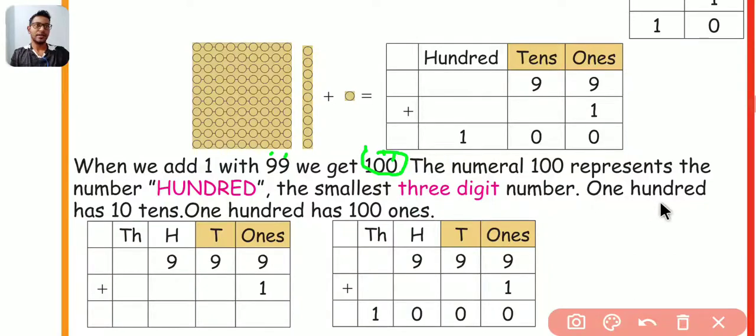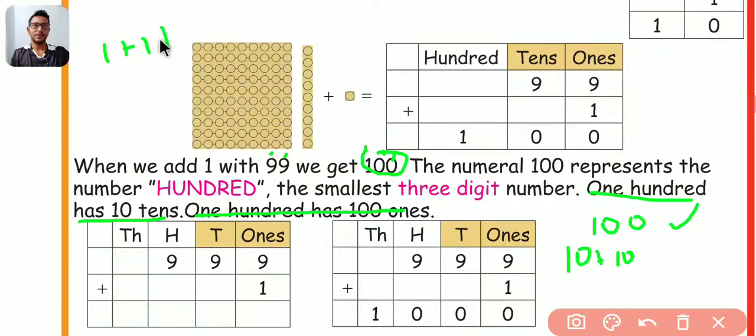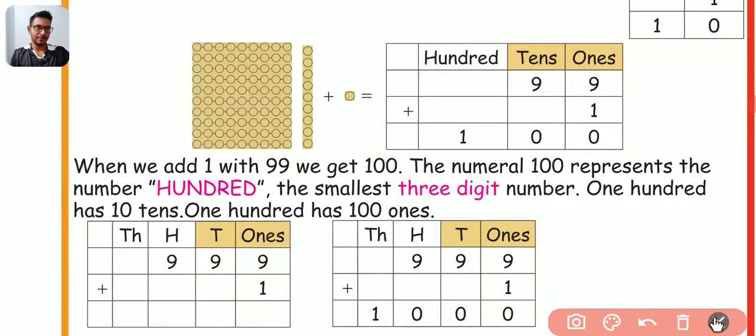That's all. 100 has 10 tens. In 100, how many tens are there? There are 10 tens. If you add 10 plus 10 plus, like that, you have to add 10, you will get 100. So in 100, how many tens are there? There are 10 tens. 100 has 100 ones. In 100, how many ones? If you add 1 plus 1, you will get 100 ones. Okay, in 100 there are 100 ones. So next.